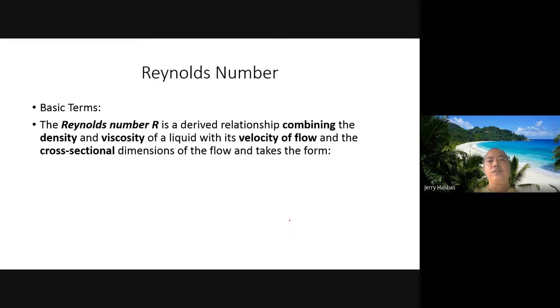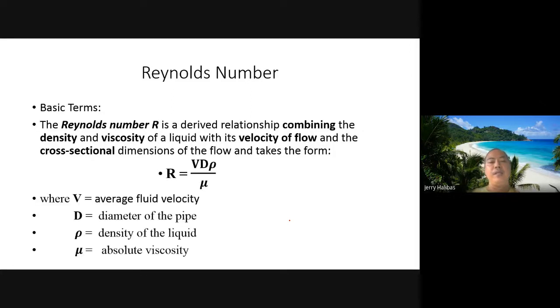Okay, so we go now to Reynolds number. R is a derived relationship combining the density and viscosity of a liquid with its velocity of flow and the cross-sectional dimensions of flow. It takes the form of the formula R = ρvD/μ, where v is the average velocity, D is the diameter of the pipe, ρ is the density of the liquid, and μ is the absolute viscosity.